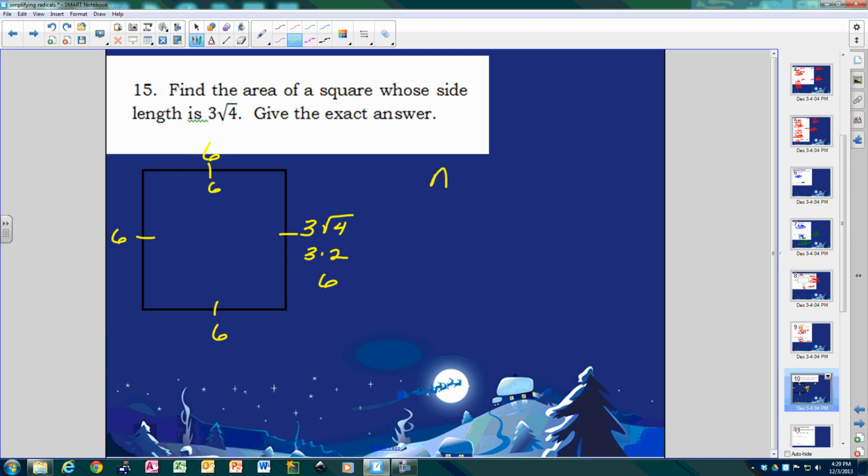So if I'm going to give the area, it's length times width, well, the length is 6, and my width is 6. So that means 36. So my area is 36 units squared.